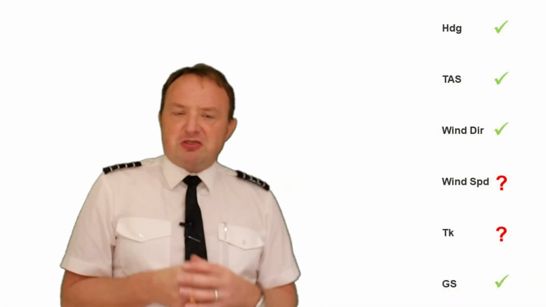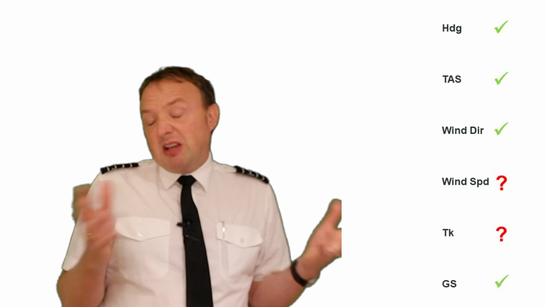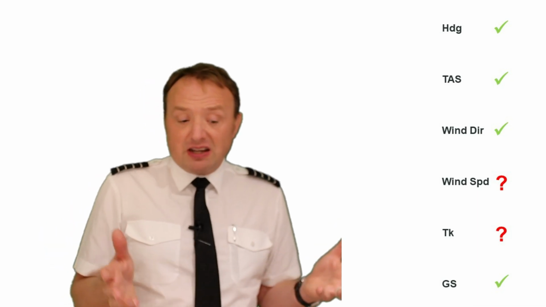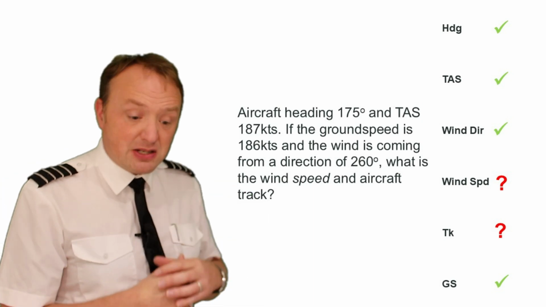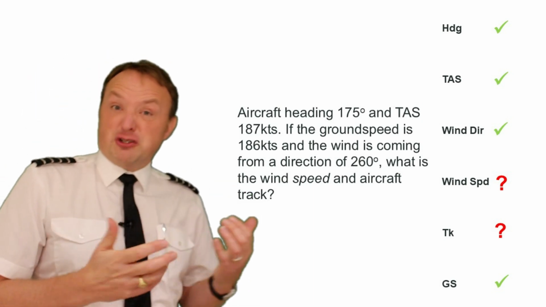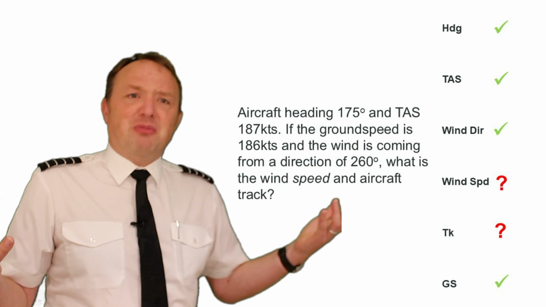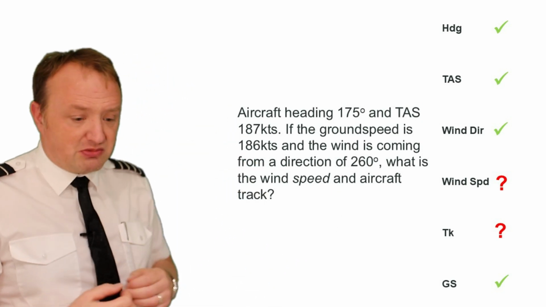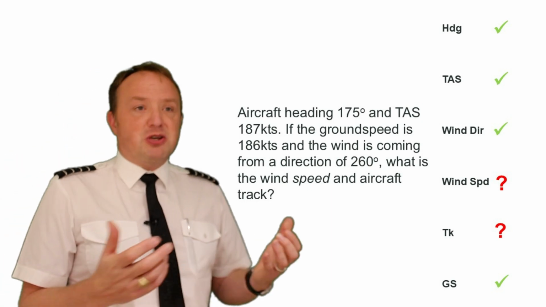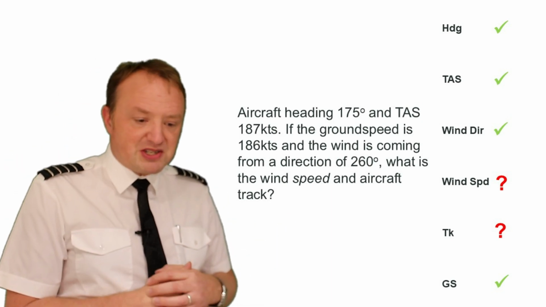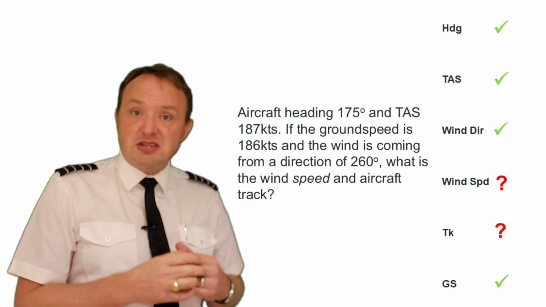And just by way of illustrating the point I made earlier, that is, if I know any four, I can calculate the other two. So let's say what I'm looking to calculate is the wind speed and the aircraft track for some reason. I know the wind direction, I know the aircraft heading, I know the true airspeed, I know the ground speed. Is it possible I could calculate, therefore, wind speed and track? Yes, it is. Let's have a look.